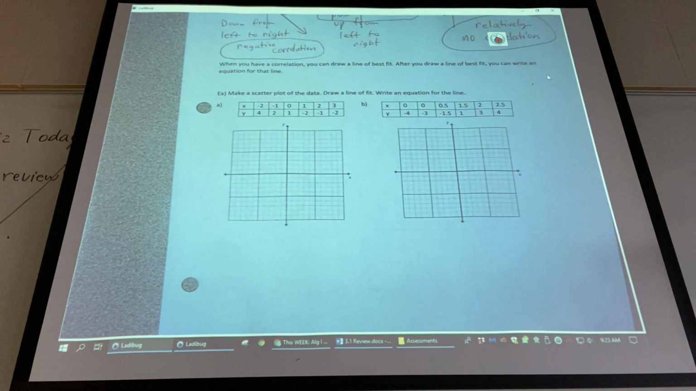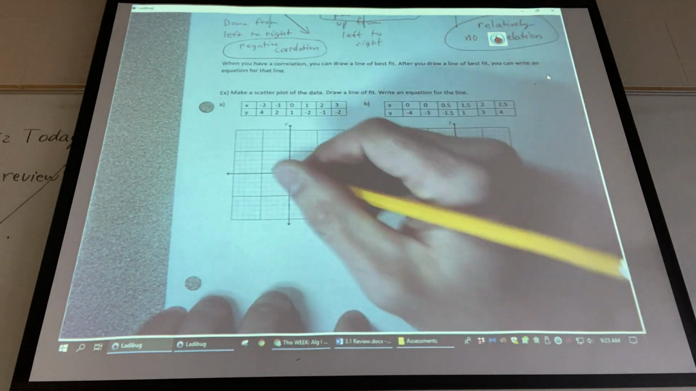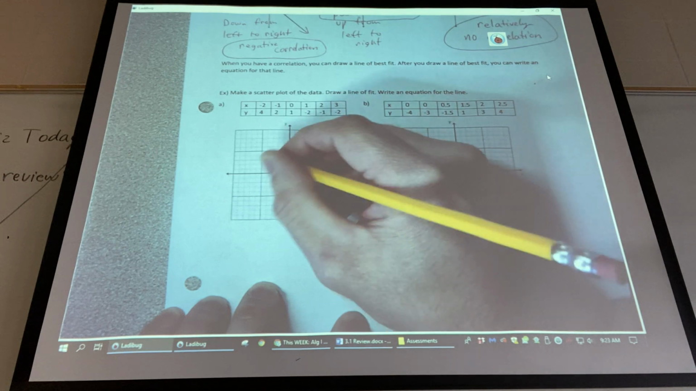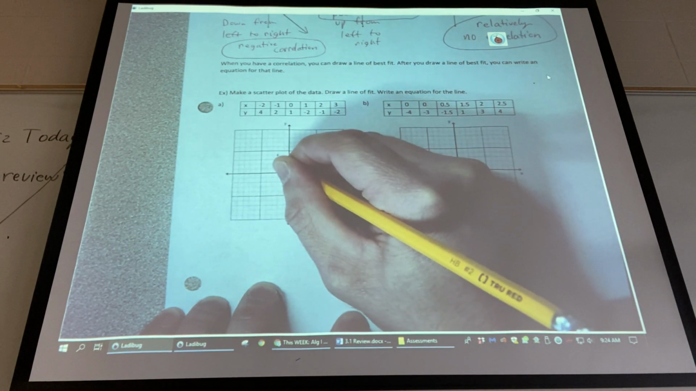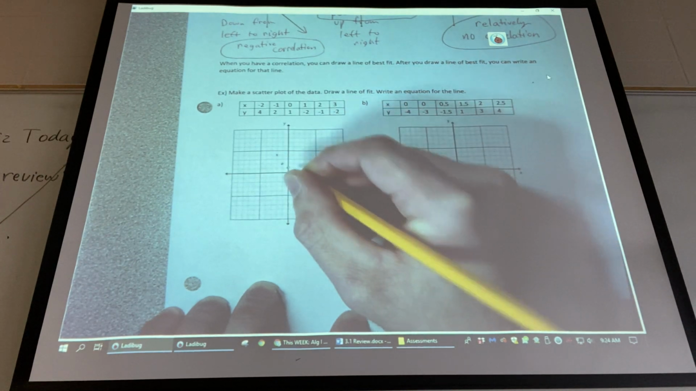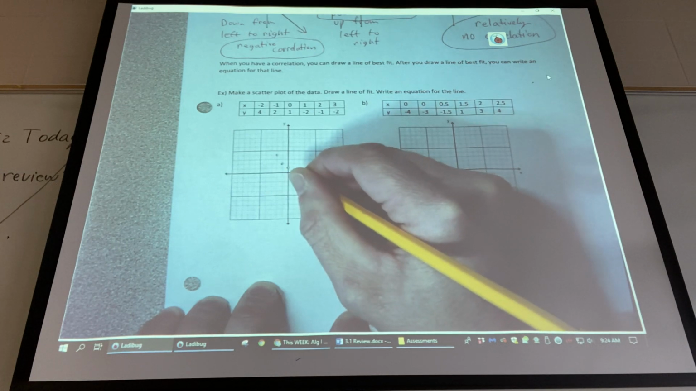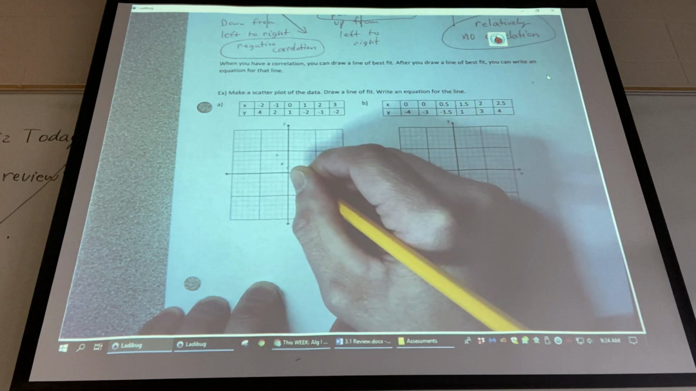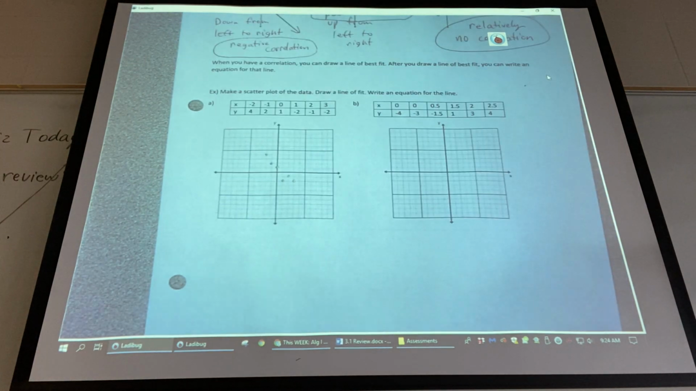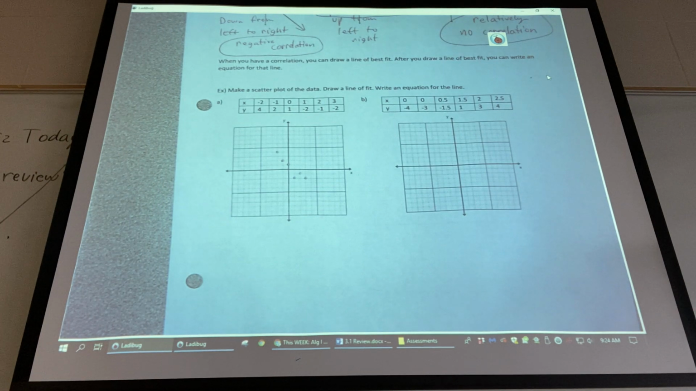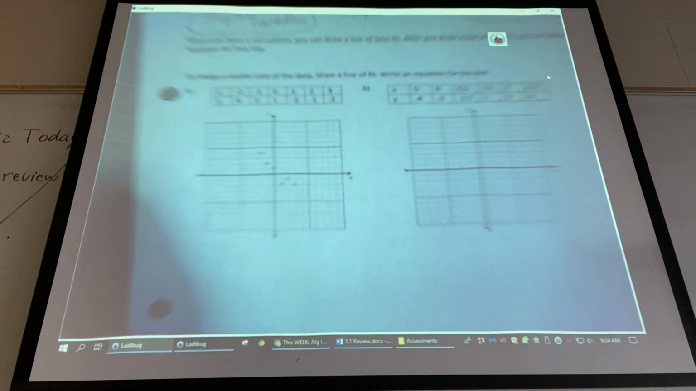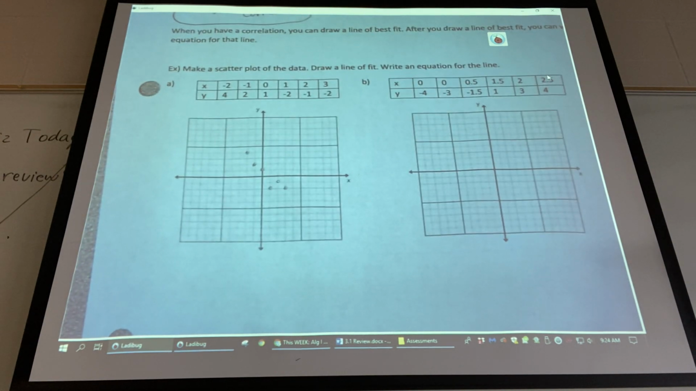So I'm going to give you guys some special instructions here, okay? First things first though, make a scatter plot of the data. You're just graphing a bunch of points, aren't you? So go ahead and take a moment, plot those points. Please double check and make sure that you plotted them correctly. It's so easy to get turned around or to forget a negative, something like that. And after you double check yourself, go ahead and double check me. Make sure that we agree.